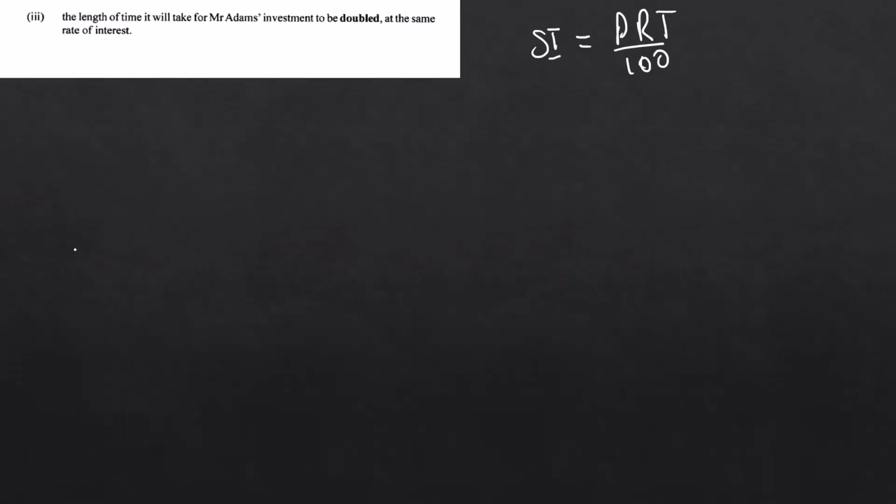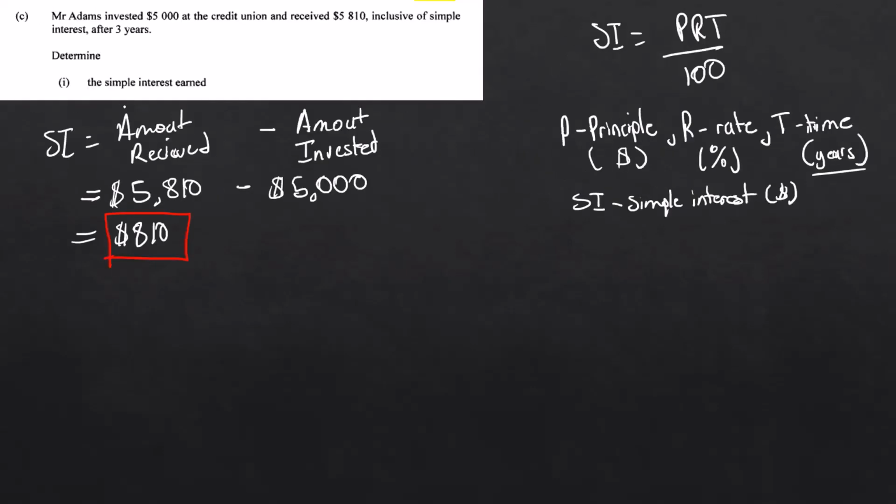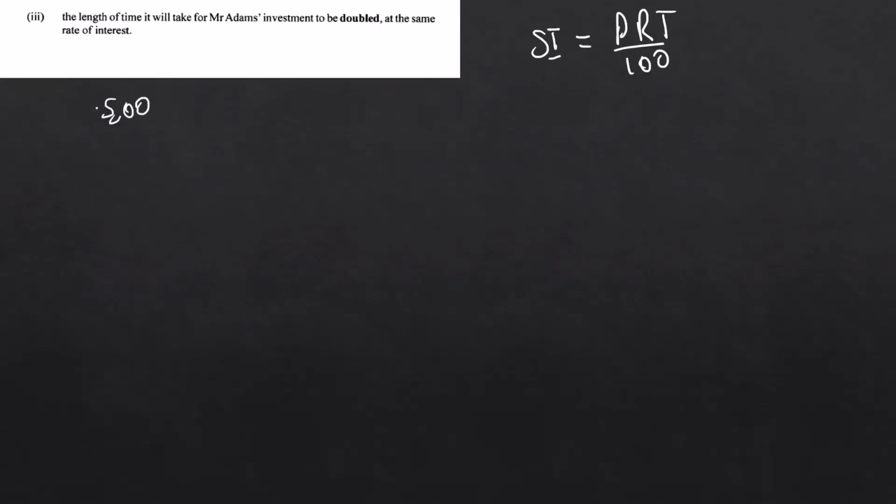Good. So you have the formula, you get a mark. Now, the length of time it will take for Mr. Adams' investment to be doubled at the same rate of interest. So what they're asking you here now, they want to know how long would it take for the money to actually reach $10,000. So they don't care about how much they paid. He received $5,810. Fine. But if they kept paying him at the same rate, how long would it take for his money to reach $10,000?